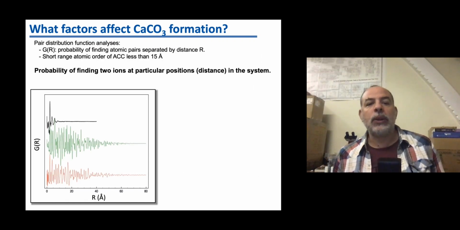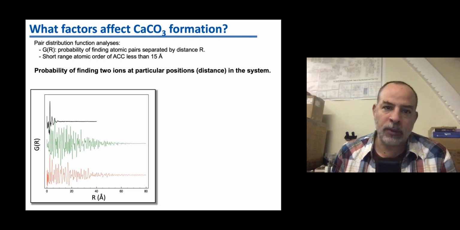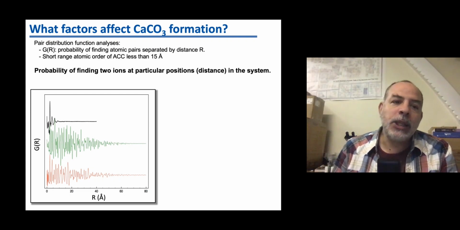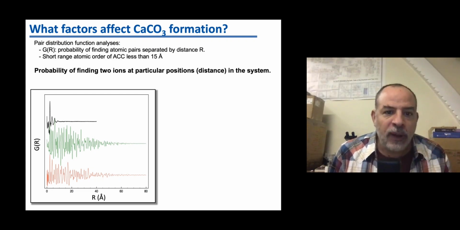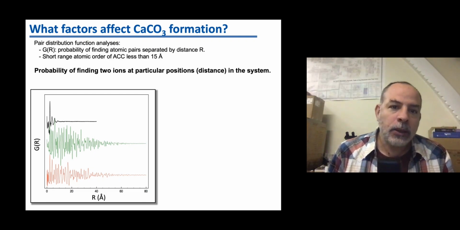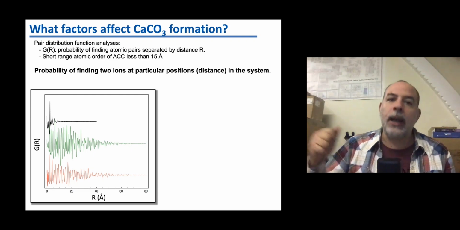And in particular, what I'm going to focus on now is the technique I mentioned before, named PDF, or pair distribution function. This is a technique that is very useful because it can show us data which is key to understanding the structure of amorphous materials at the atomic scale. It shows us the probability of finding two ions at particular positions or distances in the system. Therefore, it's very useful to determine distances between calcium ions, or calcium-carbon, or oxygen-hydrogen, and so on.